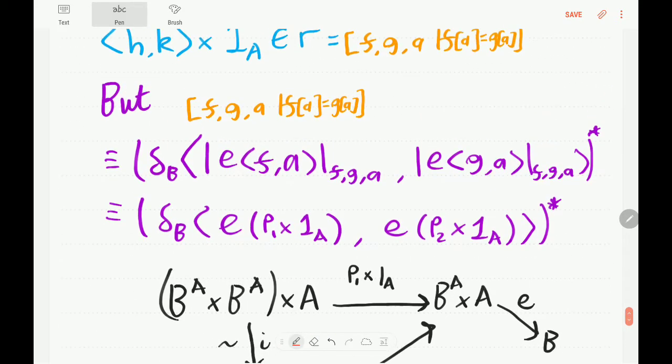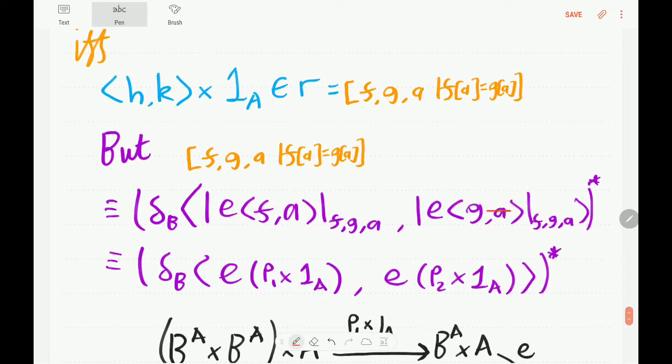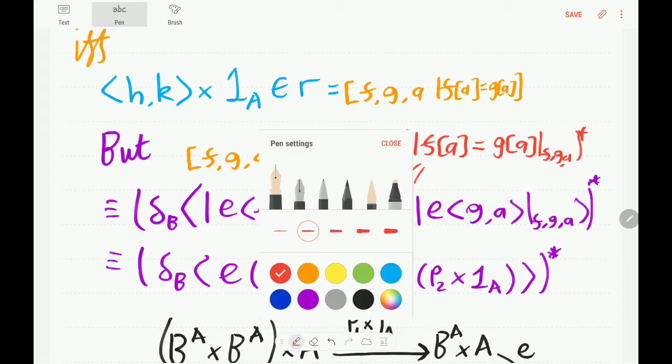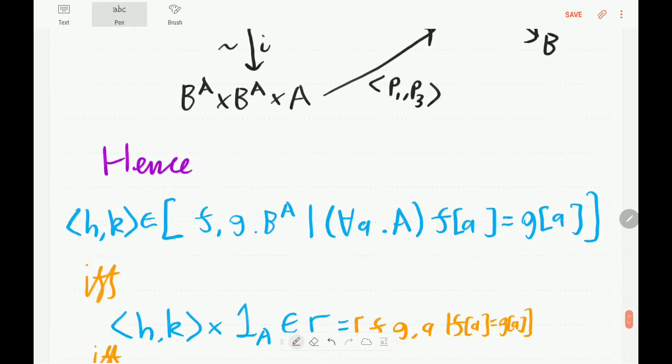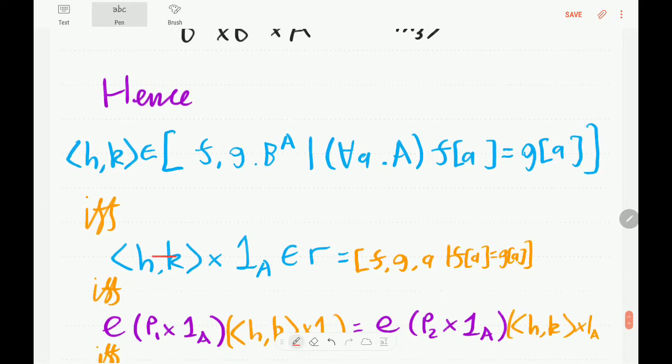By the way, the way I got these things here is just interpreting this, okay? So this is basically just an expanded out version of what I could write as the interpretation of F A equals G evaluated on A over F, comma G, comma A, sub-object classified by that. Anyway, it works out to this. But the point is that H and K is in the big extension if and only if H, comma K times identity is in R.